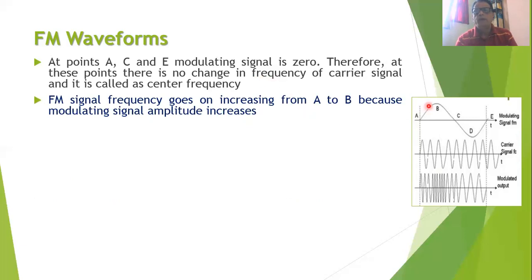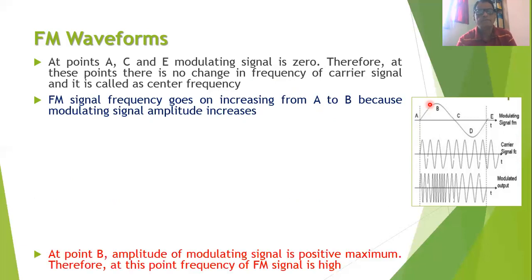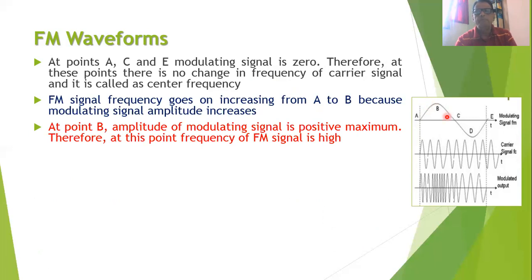Now, when we go from A to B, the amplitude of the modulating signal goes on increasing positively. Now at point B, the amplitude of the modulating signal is positive maximum. And therefore, when the amplitude goes on increasing from A to B, the frequency of the FM signal also goes on increasing. And at point B, the modulating signal amplitude is maximum, and therefore the frequency of the FM signal is also maximum at point B.